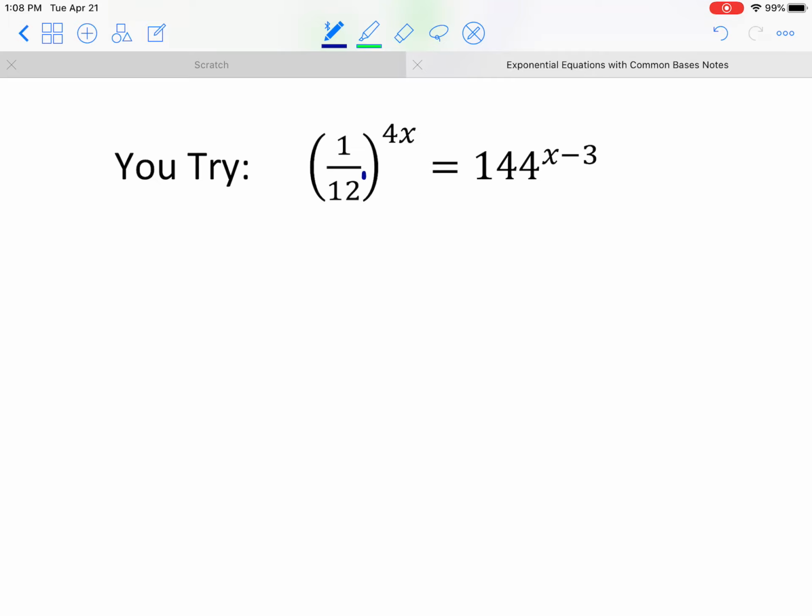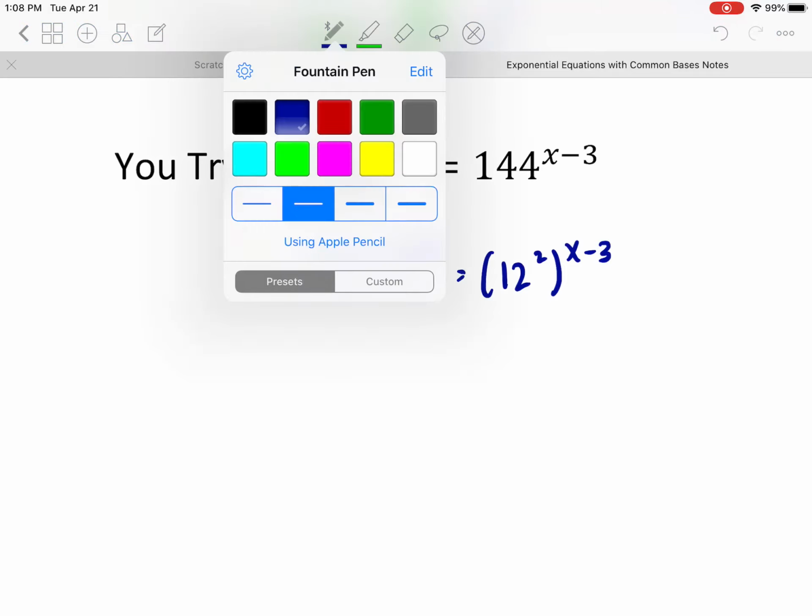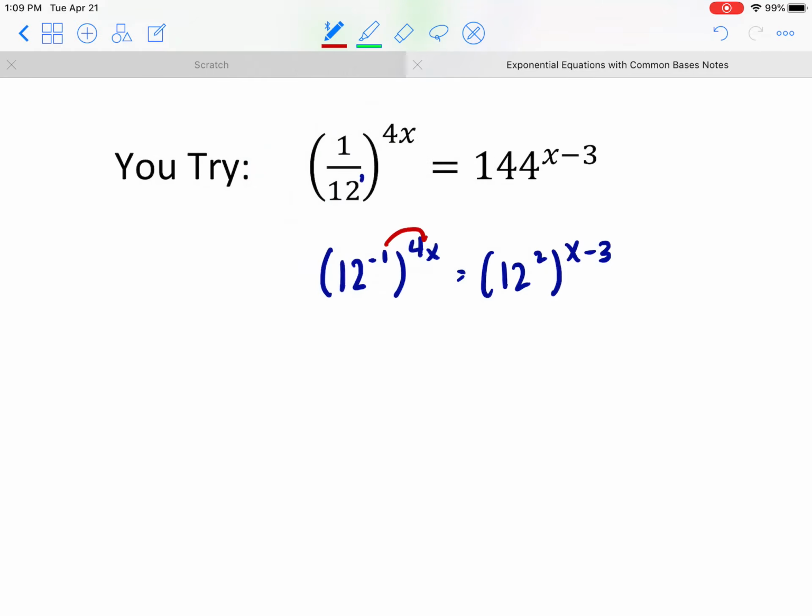If not, let's see, 12 and 144 are powers of 12. This is 12 to the first here, and this is going to be 12 squared over here, right? But this 12 to the first is on the wrong side of the fraction. So I'm going to make this 12 to the negative first on the top, leaving the 4x, right? Instead of 12 to the first on the bottom, 12 to the negative first on the top. And on the other side, we're making this 144 12 squared and keeping our x minus 3. And then we're going to multiply.